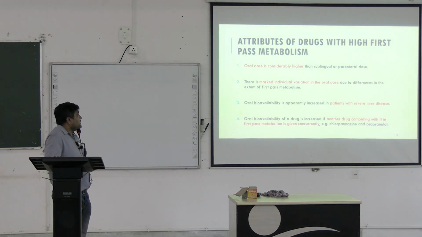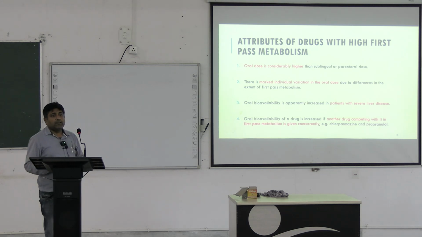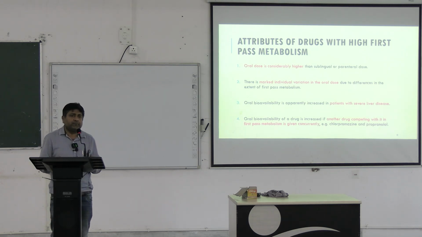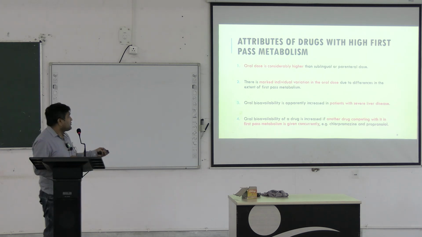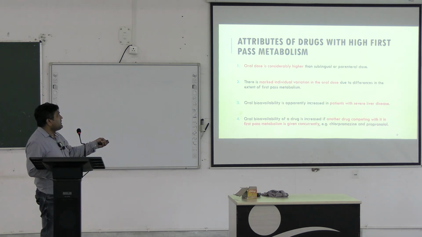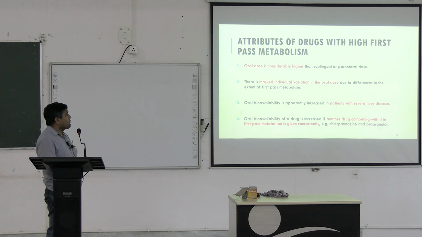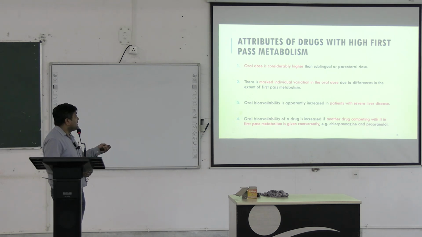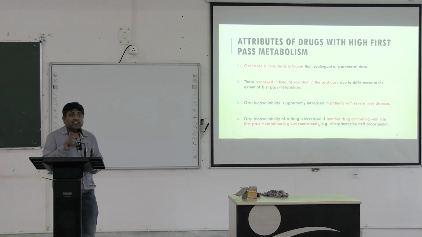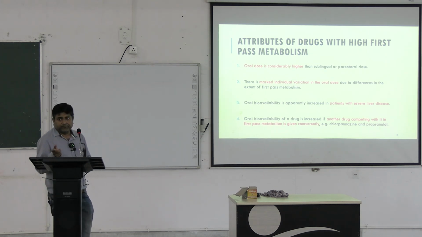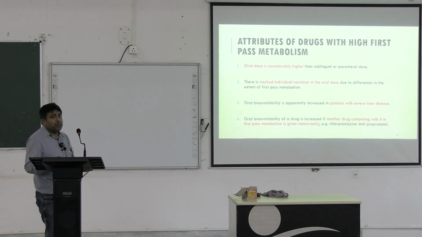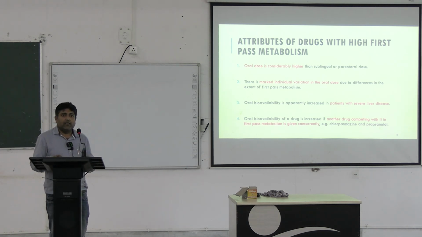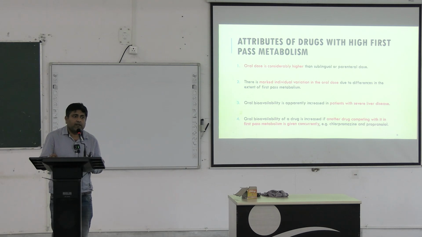Attributes of drugs with high first pass metabolism. Now, a drug having high first pass metabolism will require a higher oral dose compared to the parenteral dose. So, oral dose is considerably higher than sublingual or parenteral dose. There is marked individual variation in the oral dose due to difference in the extent of first pass metabolism. Oral bioavailability is apparently increased in patients with severe hepatic disease. Liver is the main site of first pass metabolism.